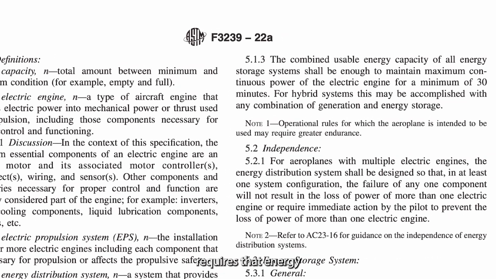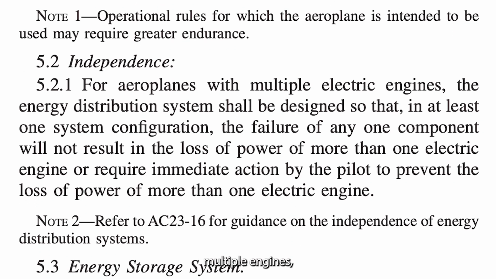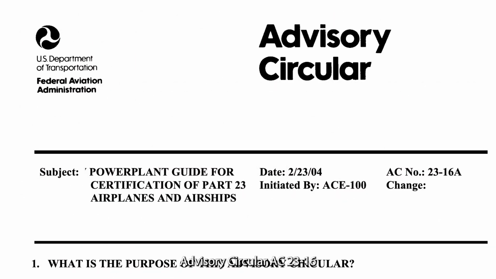F3239 requires that energy distribution systems be able to provide enough energy to support some of the most critical operating conditions, such as the ability to maintain maximum continuous power for at least 30 minutes. If there are multiple engines, they must be independent. Just as there must be a way to supply fuel independently to multiple engines, this must also apply to electric aircraft as well.